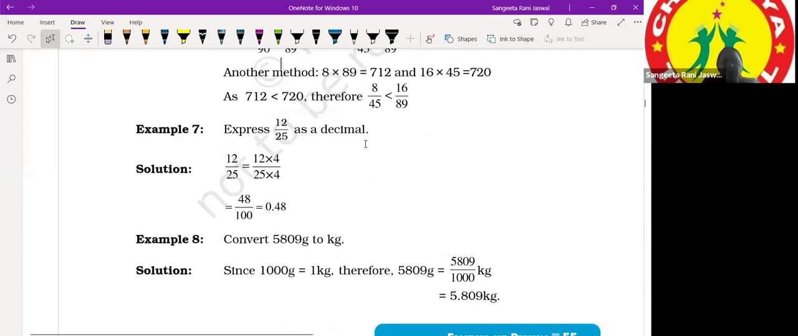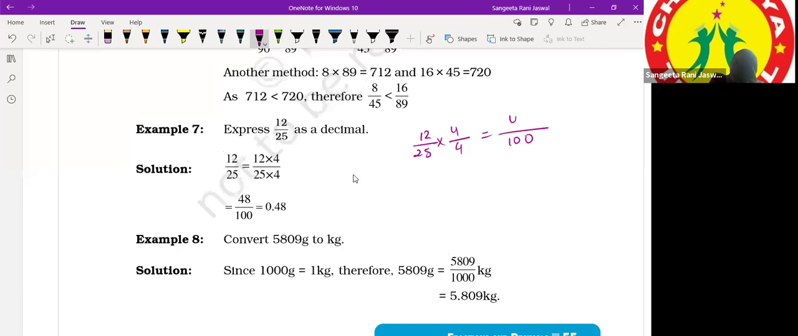Okay, express 12 by 25 as a decimal. To make it a decimal, we always make the denominator a multiple of 10. So if I multiply 25 by 4, I will get 100. These are the multiples of 10. So 12 into 4, here I get 48. So 0.48 is the decimal.